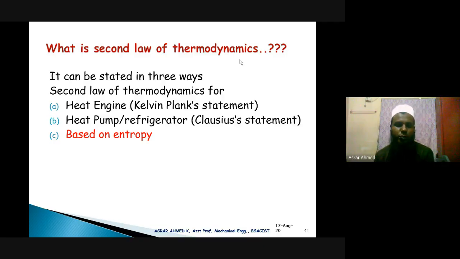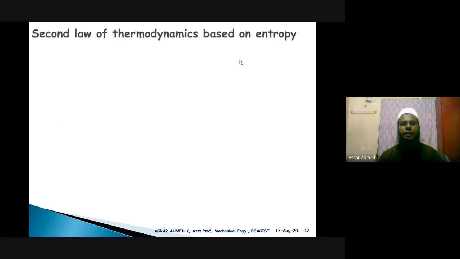Okay, no issues. Now we shall discuss this topic entropy, with which you will remember this word forever. The better way of understanding any concept is to have the discussion with an example. So we shall take a classic example to understand what is called entropy. The second law of thermodynamics based on entropy: before we go for it, we shall have a discussion on something called randomness.